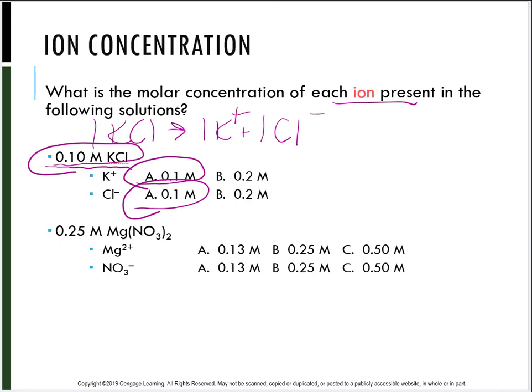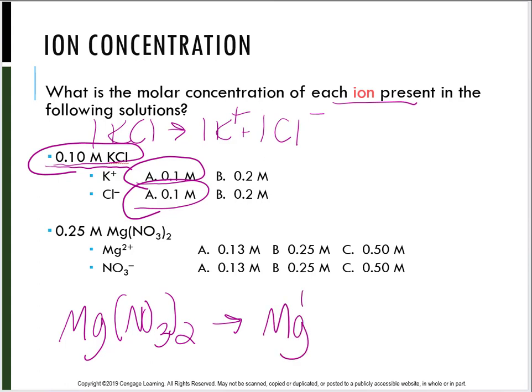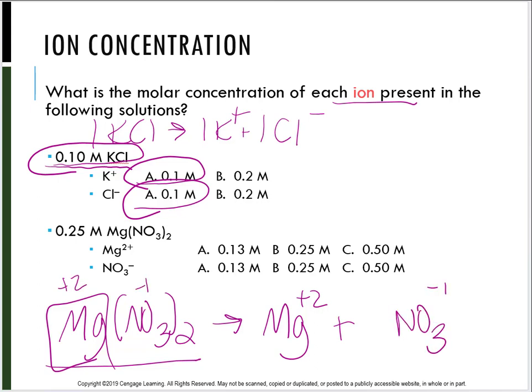Let's look and see what magnesium nitrate does. Mg(NO3)2 is going to break down into magnesium plus 2 ions. And in this compound right here, we have one magnesium ion. And each nitrate ion, so this is plus 2, each NO3 minus 1 ion, it's telling me that there's 2 of them.